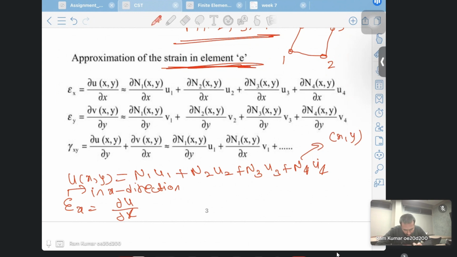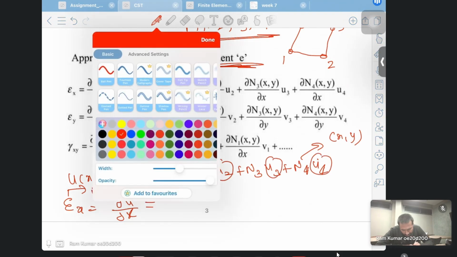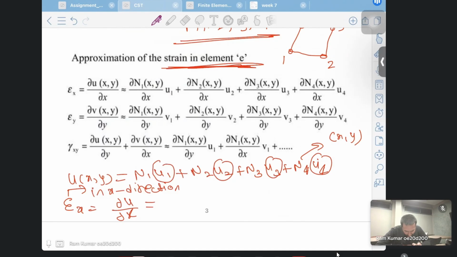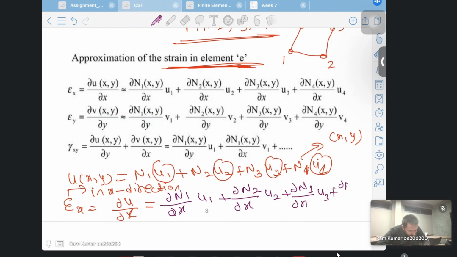So now what will be the strain? This is our constant, this one we are not going to differentiate. So the strain will be del n1 by del x u1 plus del n2 by del x u2 plus del n3 by del x u3 plus similarly u4. So this will be our strain in x direction.